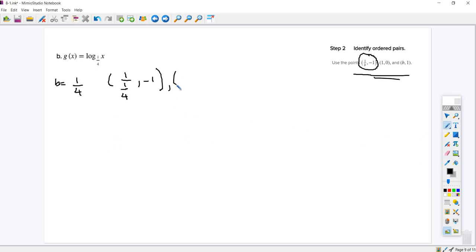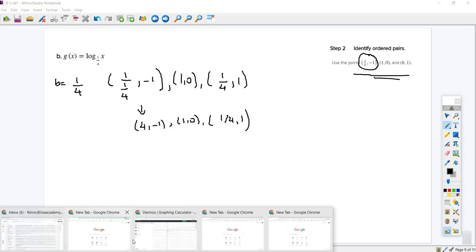The last one will be b, 1, that is 1 over 4 itself and 1, right? These are the points. So it's going to be 4, negative 1 is the first point, 1, 0 is the second one, 1 over 4, 1 is the last one. Let's just graph the log base 1 over 4 of x and see those points over there.